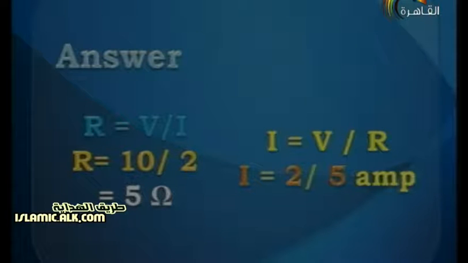I can work it out on the calculator or leave it like this. So V divided by I means the resistance. Resistance equals potential difference divided by electric current intensity, and R equals 10 divided by 2, so it is 5 ohms. After that, the electric current intensity is V divided by R, which is 2 divided by 5 amperes. 2 divided by 5, it means what?